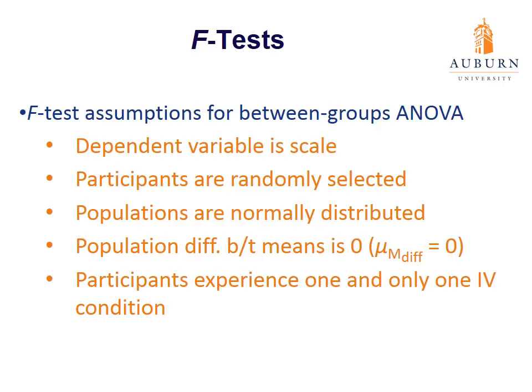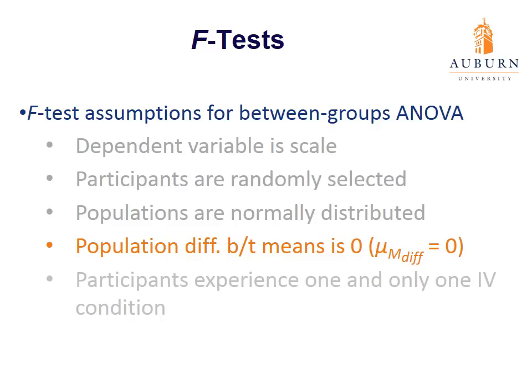The first three are the same as they've been for all of our parametric tests that we've learned this semester. The fourth one is also similar to independent sample t-test, that the population difference between the means should be 0. And again, that's based on the null hypothesis. And then the last one is one that we've already talked about, is that our participants should be in one and only one of the independent variable conditions, or in other words, one and only one of the levels of the independent variable. Now, like I said, we should talk about the last two assumptions, at least briefly.